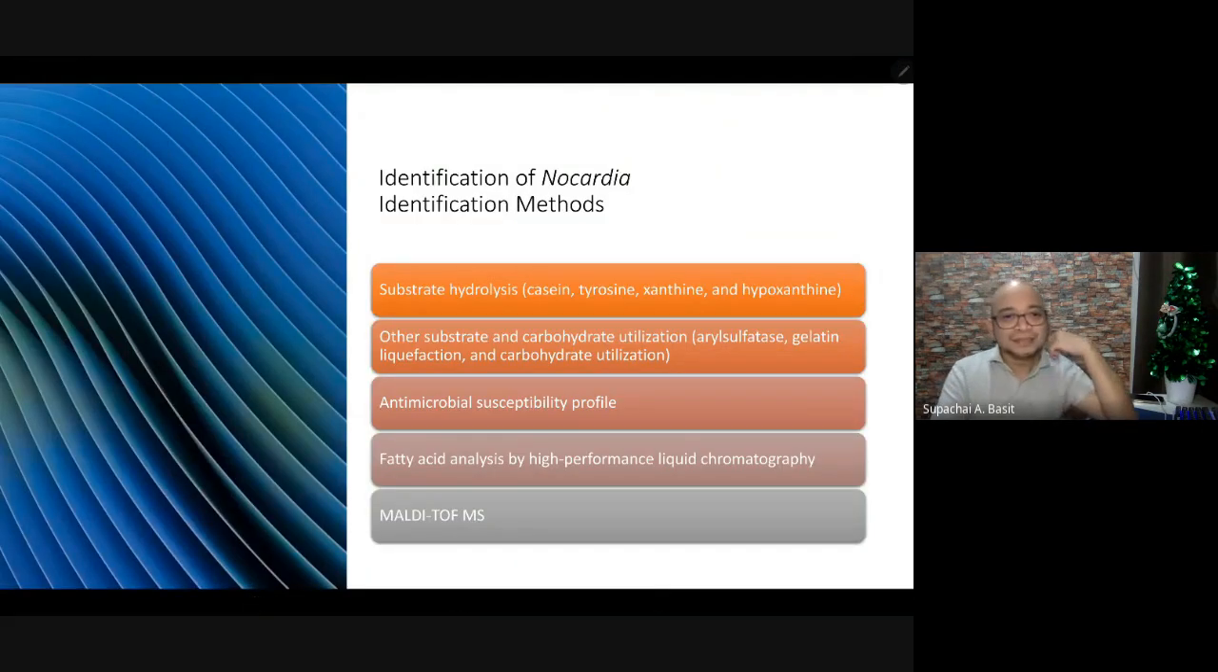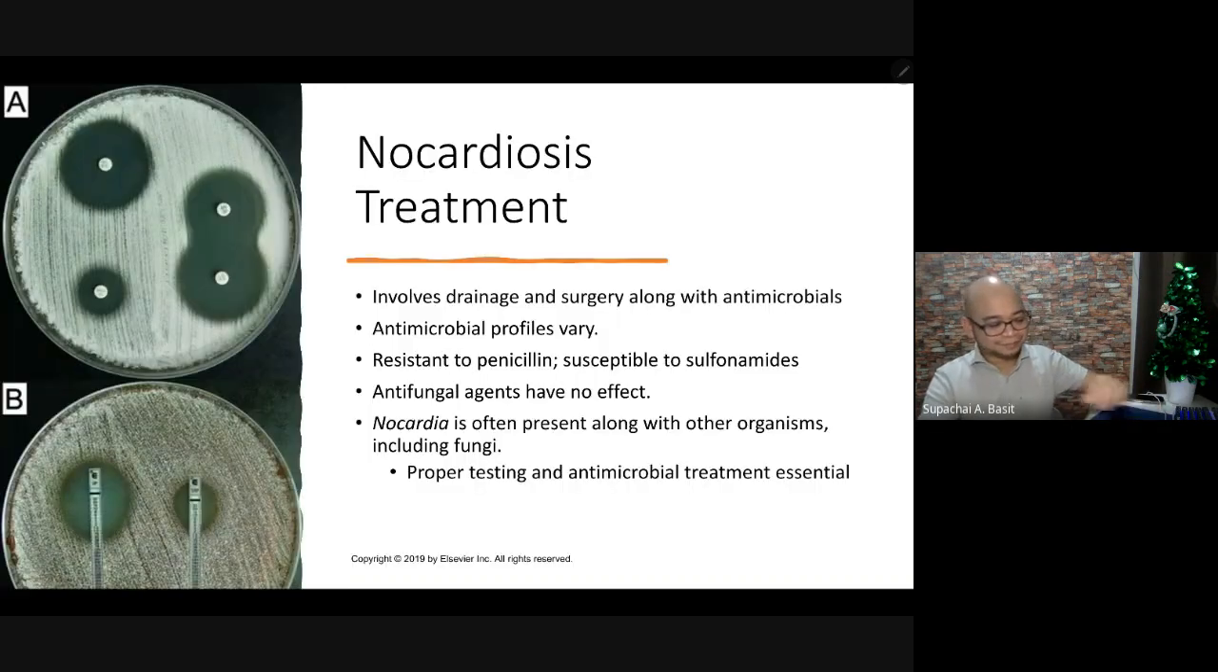So, Nocardia can hydrolyze casein, tyrosine, xanthine, and hypoxanthine. Other substrates that can be hydrolyzed by Nocardia are aryl sulfatase, gelatin, and carbohydrates. Another way of identifying them is through antimicrobial susceptibility profile. And in high-performance liquid chromatography, they would also have a fatty acid profile, and MALDI-TOF is another way of identifying them.